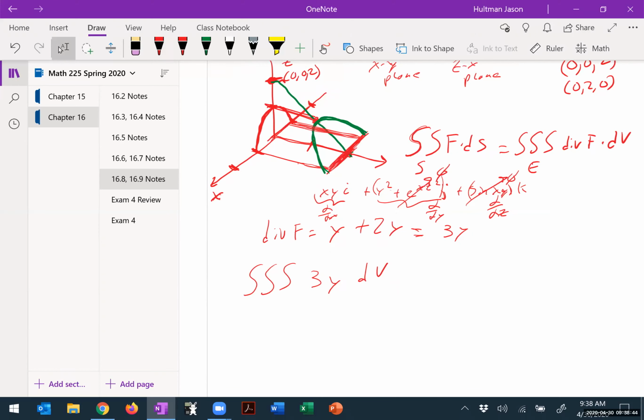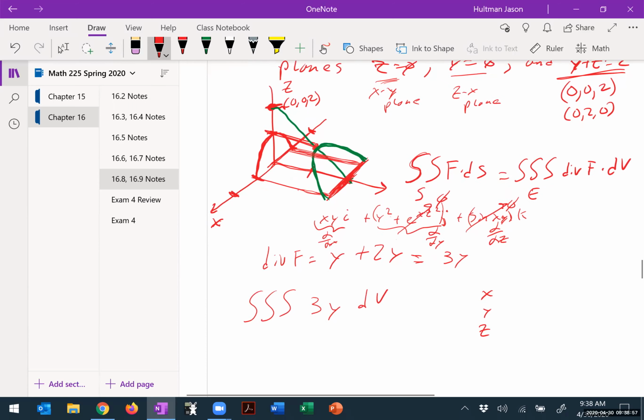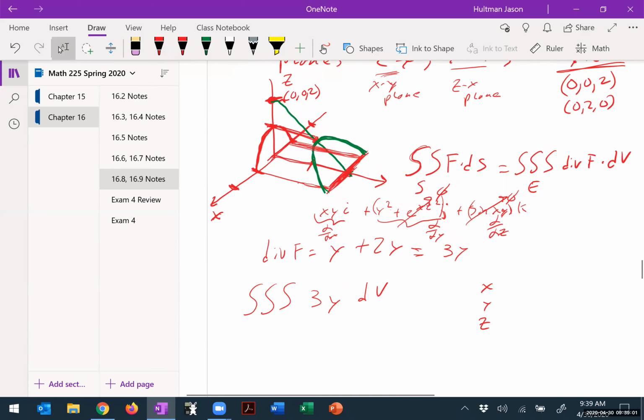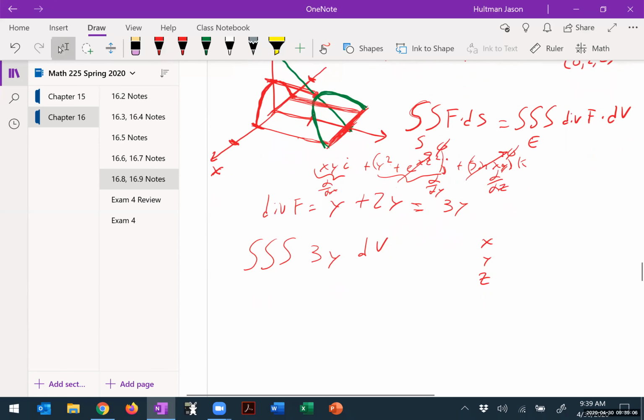Okay, so how can we figure out what our volume is? Well, we have to figure out what our restrictions on x, y, and z are. Let's look at z first. How is z being restricted? Z is being restricted from 0 to 1 minus x squared. That's how z is being restricted, right? Okay, what about y? How is y being restricted?